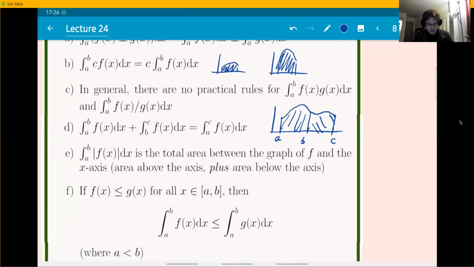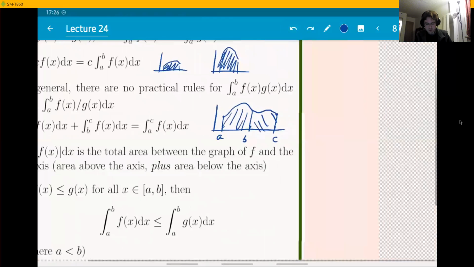Item E, integral of the absolute value of a function. Item E is saying that this integral is actually equal to the total area between the graph and the x-axis with a plus this time. So area above plus area below.